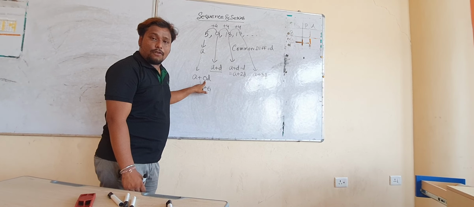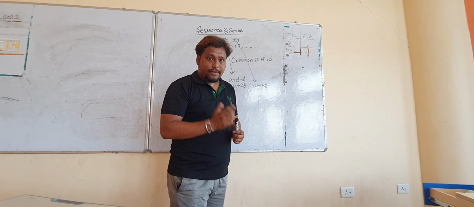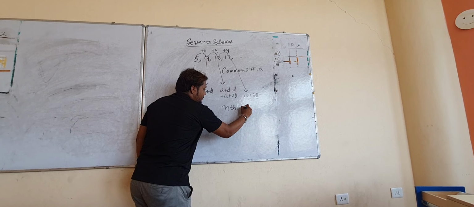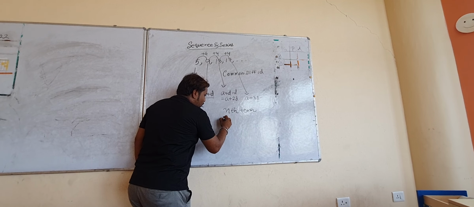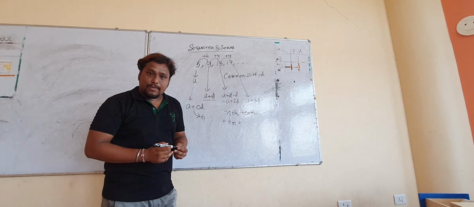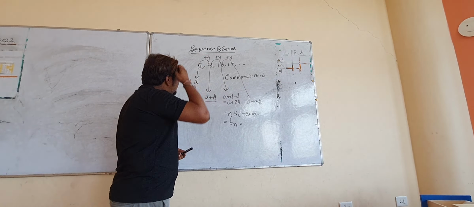Now if I want to consider the 100th term, what will be the coefficient of D? Yes, you are absolutely correct. The coefficient will be 99. That means 1 less than the asked term, right? Now, if I want to ask you what is the nth term? Nth term we write as Tn, and so on.